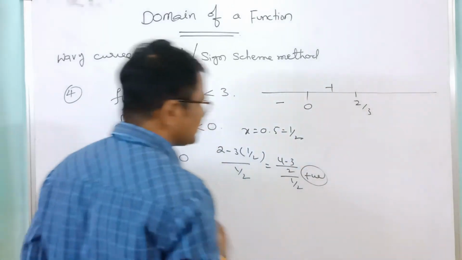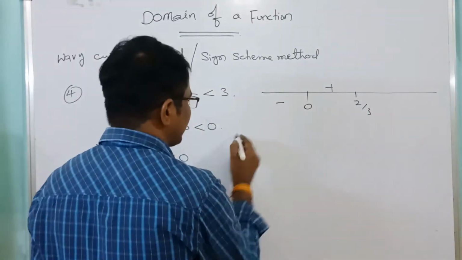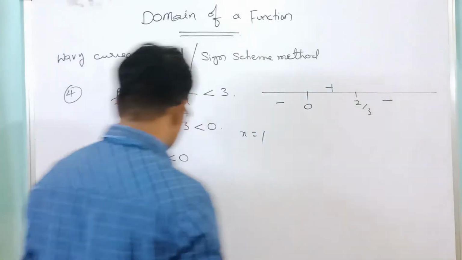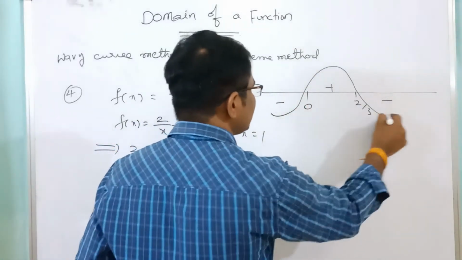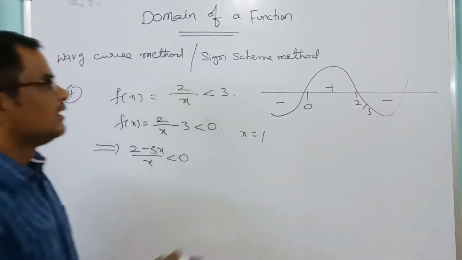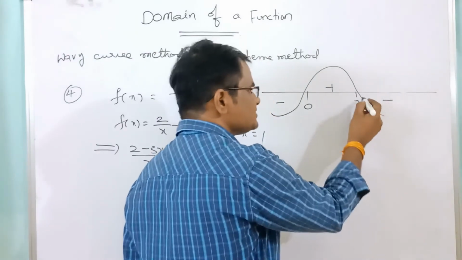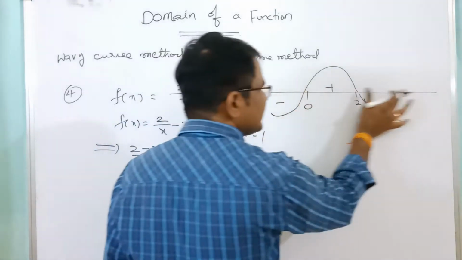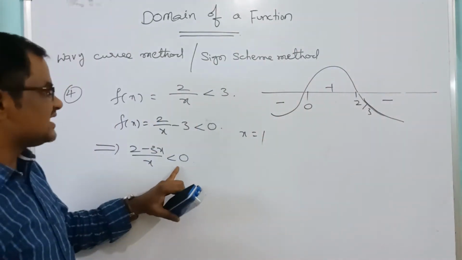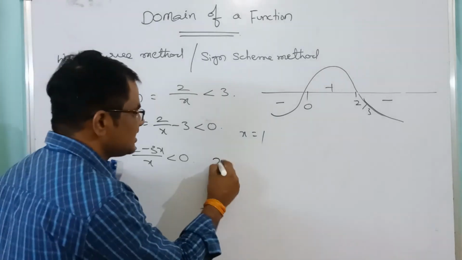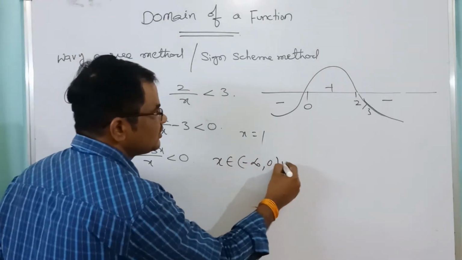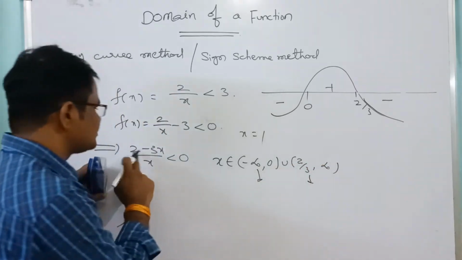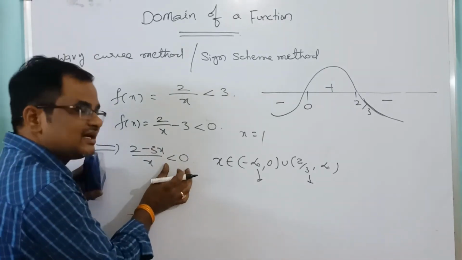Next, greater than 2 by 3. Greater than 2 by 3 means you can substitute x equal to 1. X equal to 1, if you substitute 2 minus 3 by 1, negative. So it is negative, right? Now, if you take like this, it has negative in this area, positive in this area, again negative in this area. Now it is less than 0. Less than 0 means when it exists, x belongs to minus infinity to 0 union 2 by 3 to infinity. Here or here, any value you substitute, this expression gives that.